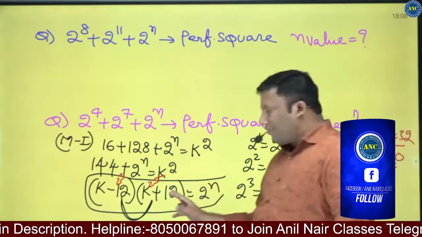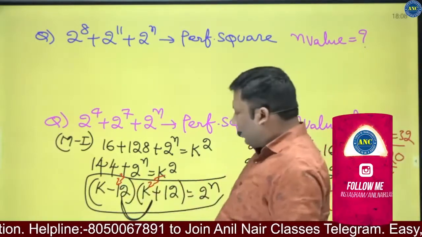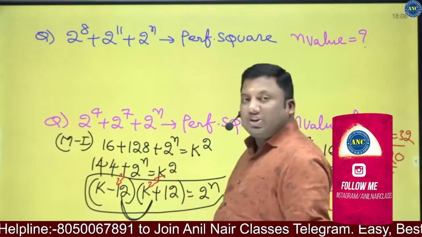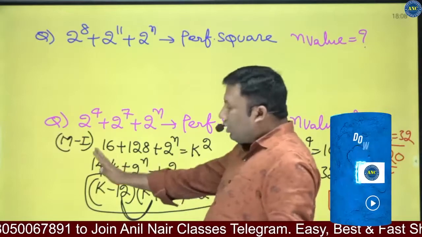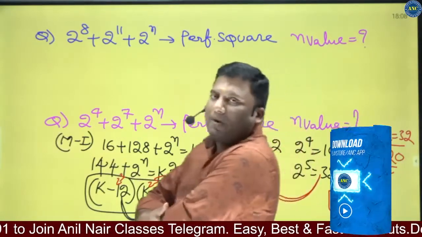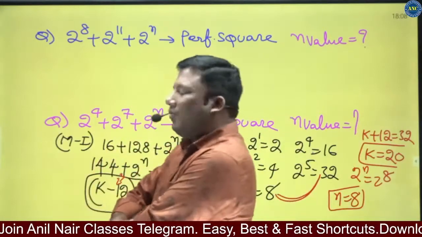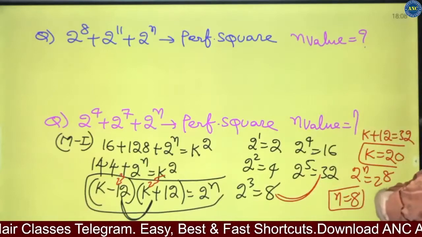That means 2 power 5 can be given to k plus 12, and 2 power 3 can be given to k minus 12. K plus 12 is 32, k will become 20. 20 square is 400. 400 minus 144 is 256. 2 power n is 256. N value will be 8. This is one way to look at this question.